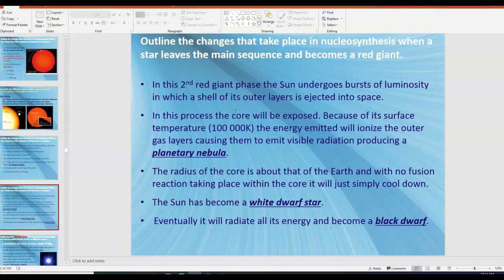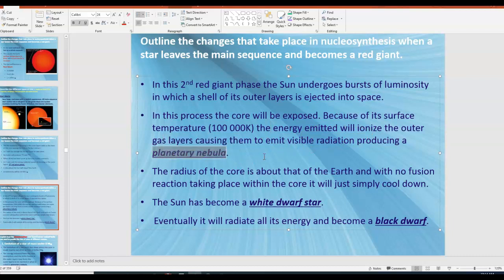And what's going to happen next is basically the Sun is going to reach the point where it's become so massive that the outer layers of the Sun, which is now a red giant, basically get dispersed off into space. And this is what we call a planetary nebula. You can see what it says in the second bullet point. In this process, the core will be exposed. Because of its surface temperature, the energy emitted will ionize the outer gas layers, causing them to emit visible radiation, producing a planetary nebula.